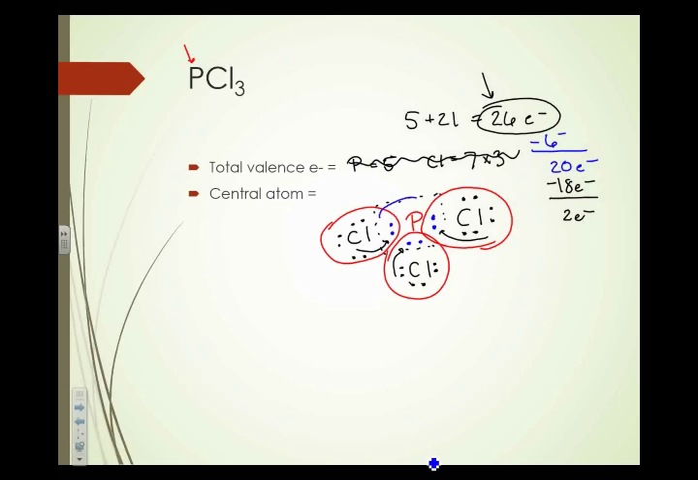Phosphorus, on the other hand, at this point only has 6. It needs 8. I can plop the last 2 electrons right there on the top of phosphorus. At this point, I've used up all my electrons. Everybody has access to 8 electrons. I don't have to worry about hydrogen or helium because they're not present in my molecule, and I'm good to go.